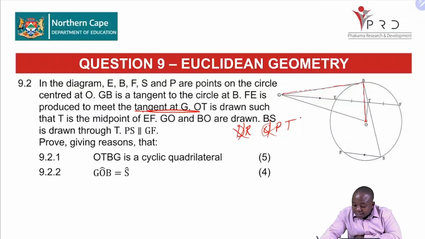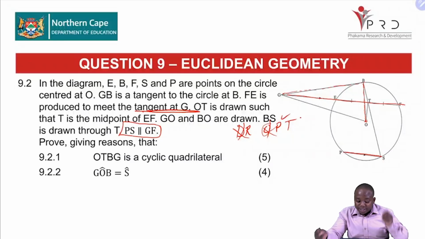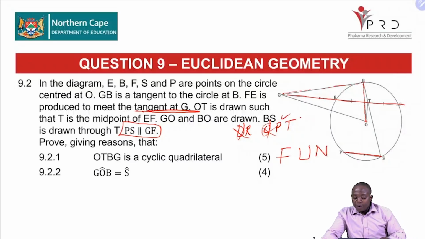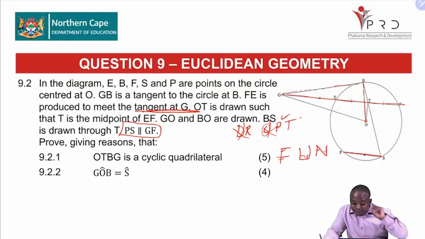Do we have any parallel lines? Yes, we do have parallel lines. We were told even in our statement that PS is parallel to GF. And when you think of those parallel lines, we're going to look at our FUN. Always say when you see parallel lines, we are supposed to have fun. The F is for corresponding, the U is for co-interior, and the N, which you can see as a Z nicely there, is for alternate. So that is the fun that we're going to have.